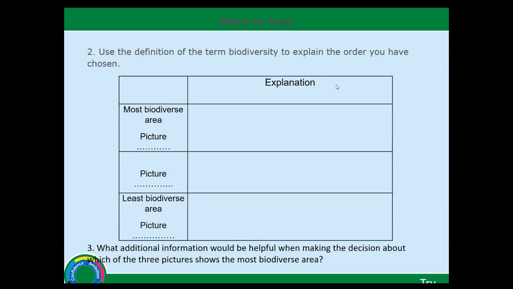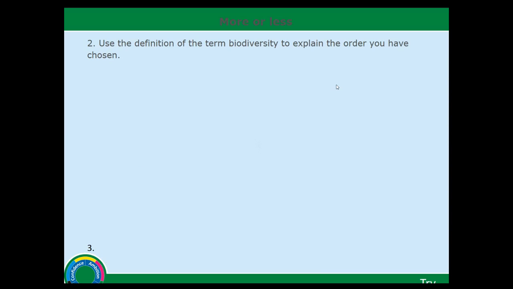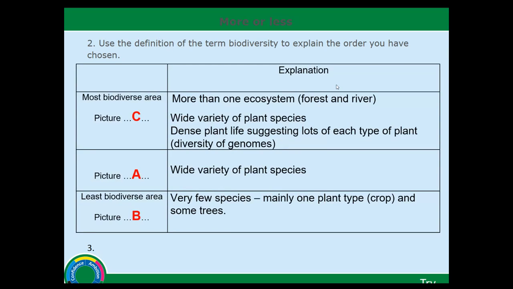Now use the definition of the term biodiversity to explain the order you have chosen. So the most biodiverse, least biodiverse at the end, and then the middle one. So let's go. I'll display the answers. Okay, hope you had all of those explanations right, or at least a sentence from each with the key points.